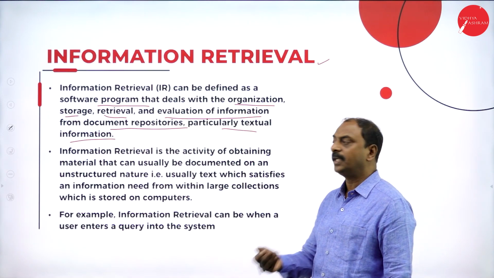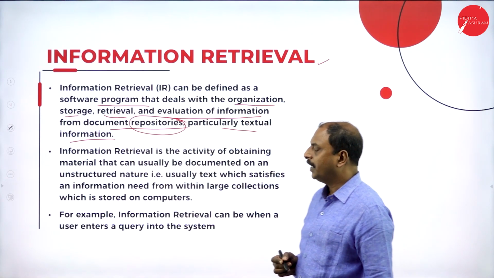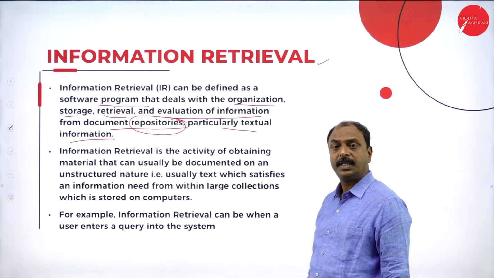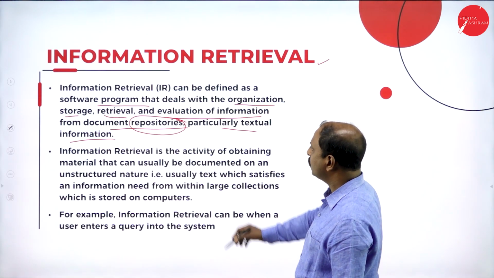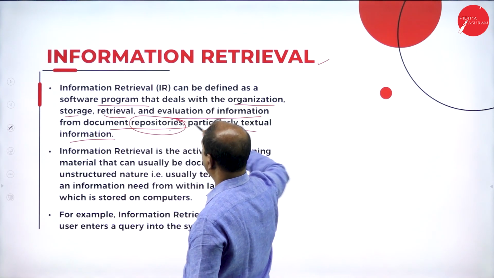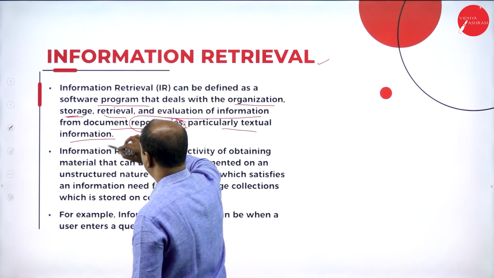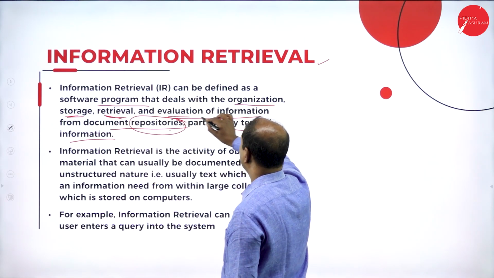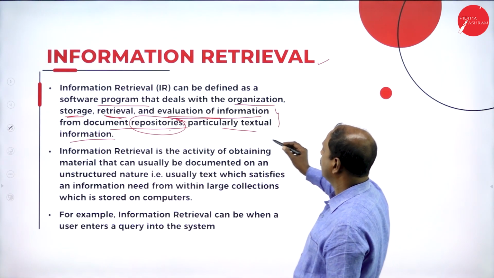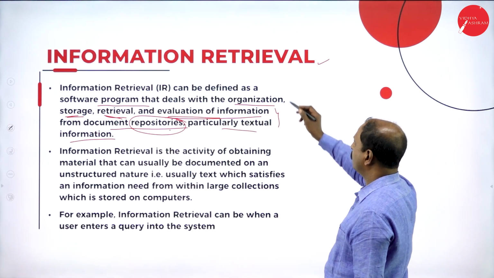So the user has to get the information from the repository, meaning from the storage media. It can be of different types of information. Repository is nothing but the important data of any organization. So retrieval of information is possible from different repositories. It also involves storing the data, information retrieval and evaluation of the information, meaning the content of the information, and particularly with respect to textual information. So this is the definition of IR system.